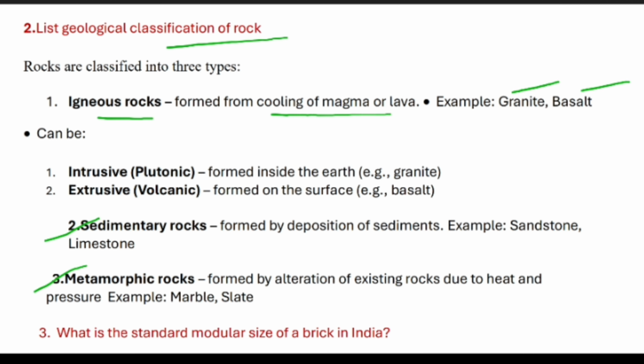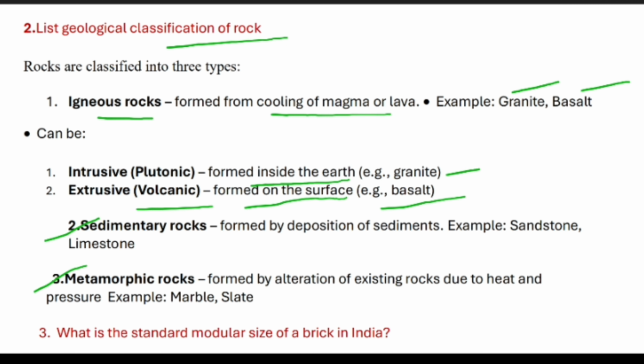These igneous rocks are again divided into two types: intrusive or plutonic rocks and extrusive or volcanic rocks. Plutonic rocks are formed inside the earth, and volcanic rocks are formed on the earth. You can give granite as an example for plutonic or intrusive rock, and basalt for extrusive or volcanic rock.